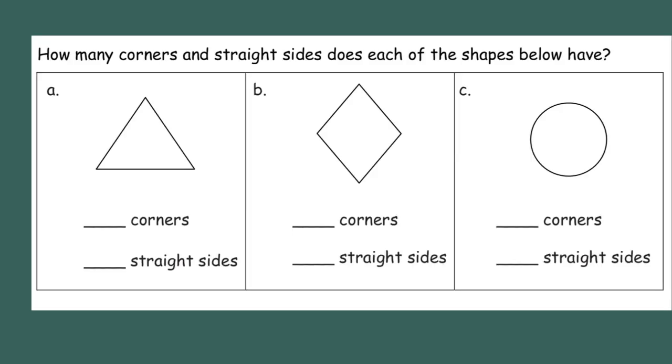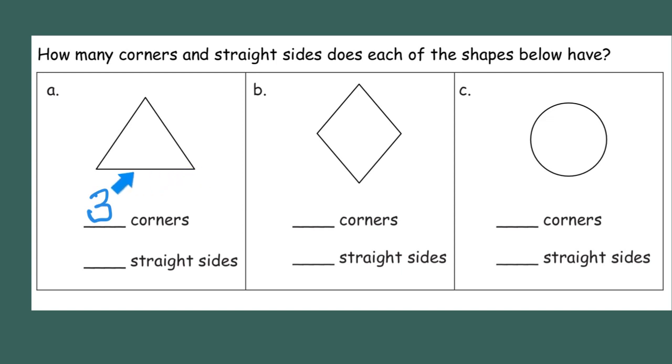All right, our third example. How many corners and straight sides does each of the shapes below have? Just like the last example we did, let's count the corners and straight sides in these shapes. In example A, we can see that there is 1 line and 2 lines, which makes up 1 corner, 1 line, 2 lines, which makes up a second corner, and 1 line, 2 lines that makes up a third corner.